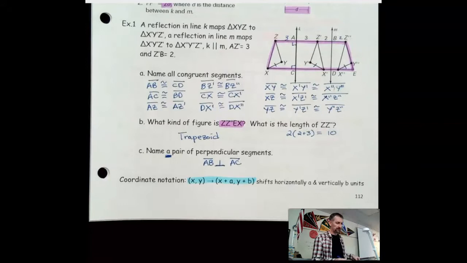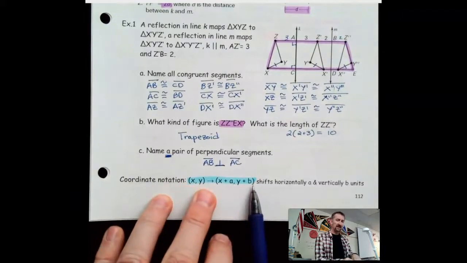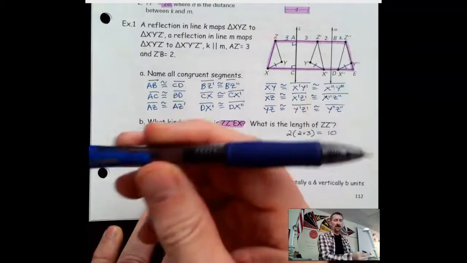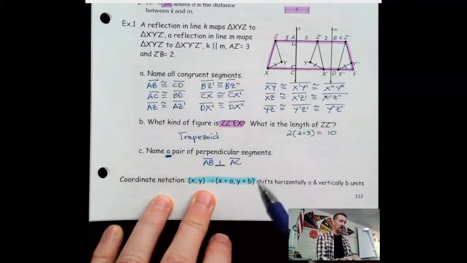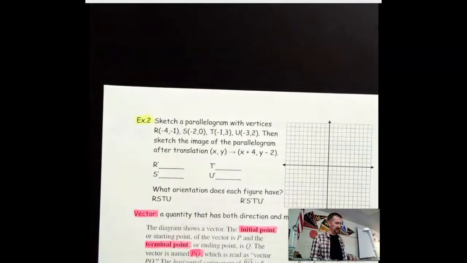Now, in coordinate notation, a translation adds something to the x-coordinate and adds something to the y-coordinate. That should make sense. If you take something and slide it across, you're adding something to x and you're adding something to y. Now you may be adding a negative number if you're moving it down or to the left. And that tells you what's happening there. So let's see this in action here.